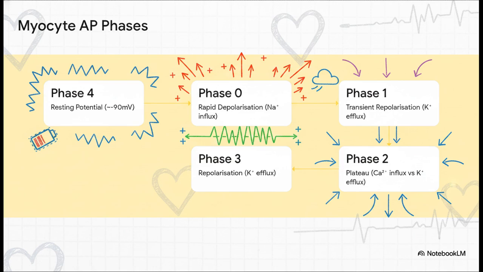It all kicks off in phase 4, the resting membrane potential. Now, this isn't a passive state at all. It's actively maintained at a very negative minus 90 millivolts. When the cell gets a jolt from its neighbor, we get this explosive phase 0 upstroke, a really rapid and massive depolarization. This is then followed by a brief partial repolarization in phase 1, which gives us that characteristic notch. Then comes the absolutely crucial phase 2 plateau, where the cell stays depolarized for a significant amount of time, allowing calcium to enter and the muscle to contract. Finally, phase 3 is the period of final rapid repolarization, bringing the cell all the way back down to its resting state, ready for the next beat.